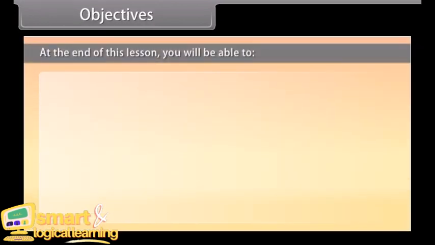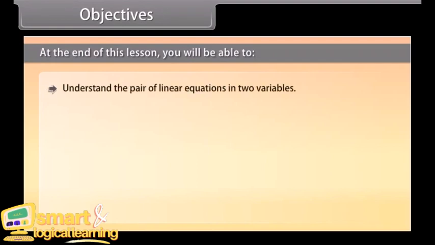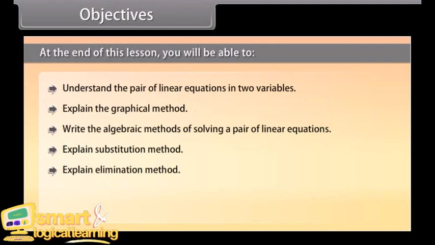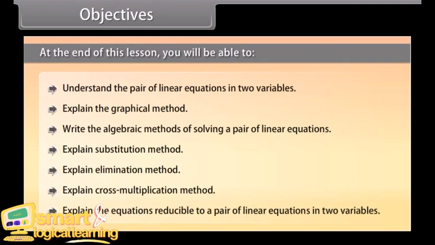Objectives. At the end of this lesson, you'll be able to understand the pair of linear equations in two variables, explain the graphical method, write the algebraic methods of solving a pair of linear equations, explain the substitution method, explain the elimination method, explain the cross multiplication method, and explain the equations reducible to a pair of linear equations in two variables.